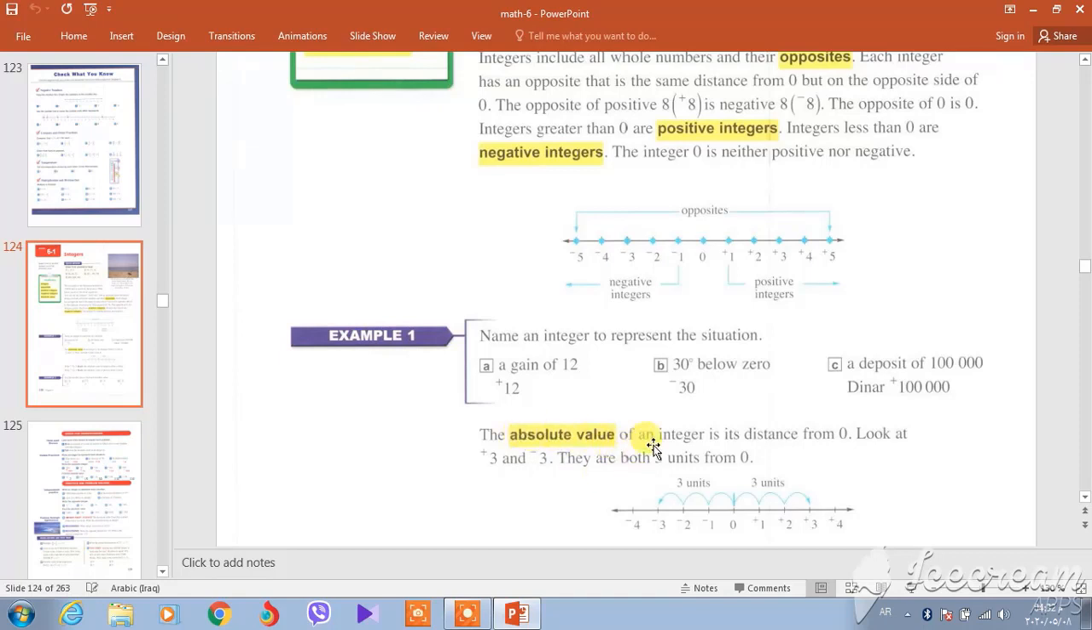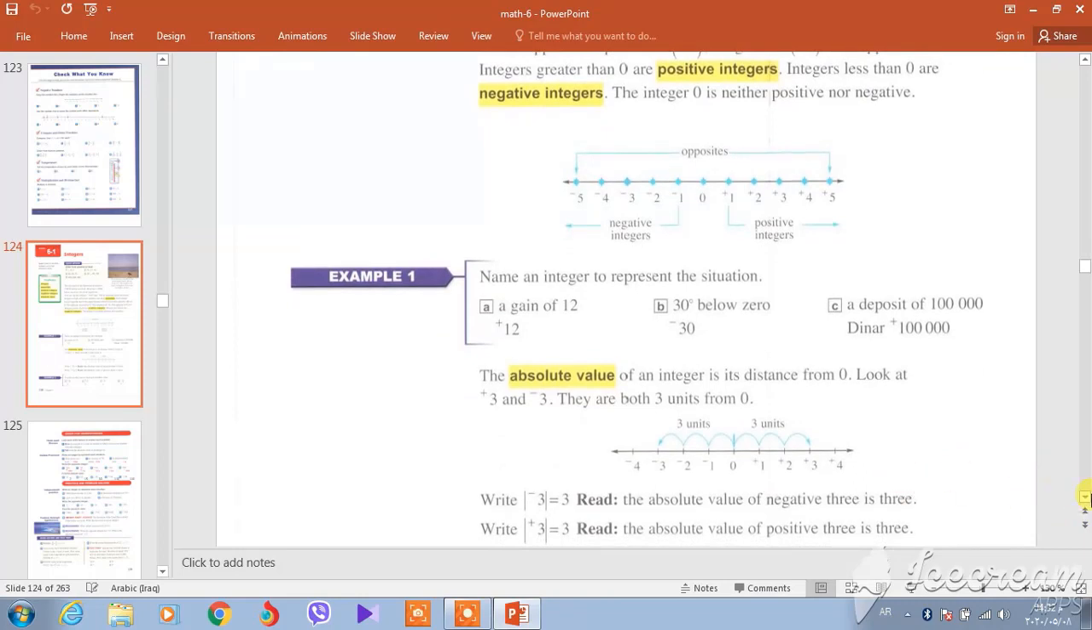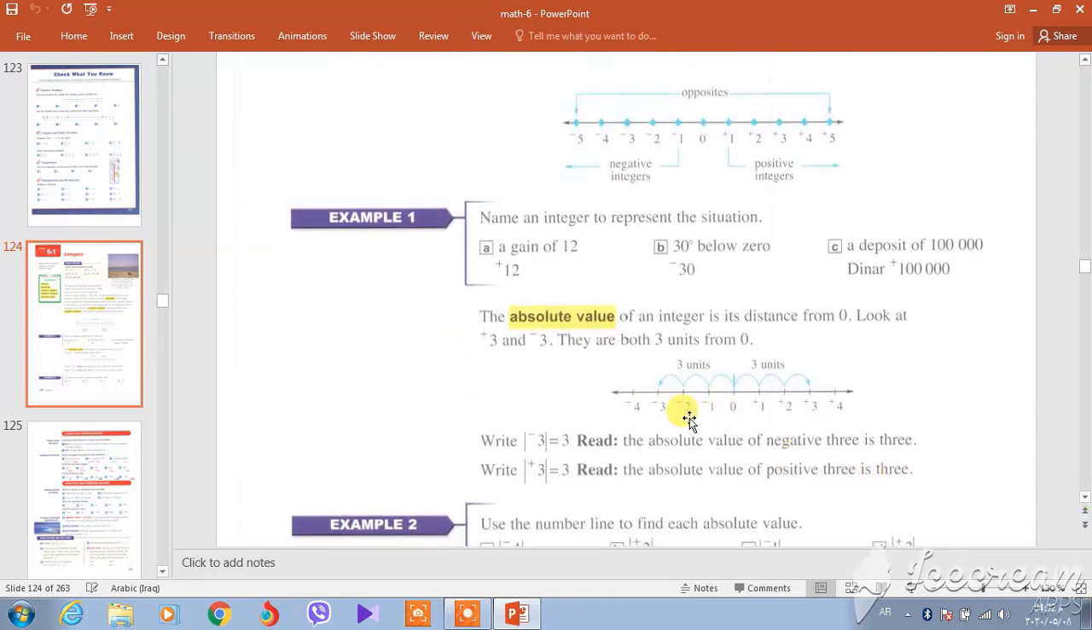The absolute value of an integer is its distance from 0. For example, positive 3 and negative 3 are both 3 units from 0. On the number line, look students, the distance between positive 3 and 0, and between negative 3 and 0. How many units? We have 3 units: 1, 2, 3. This sign means absolute value.